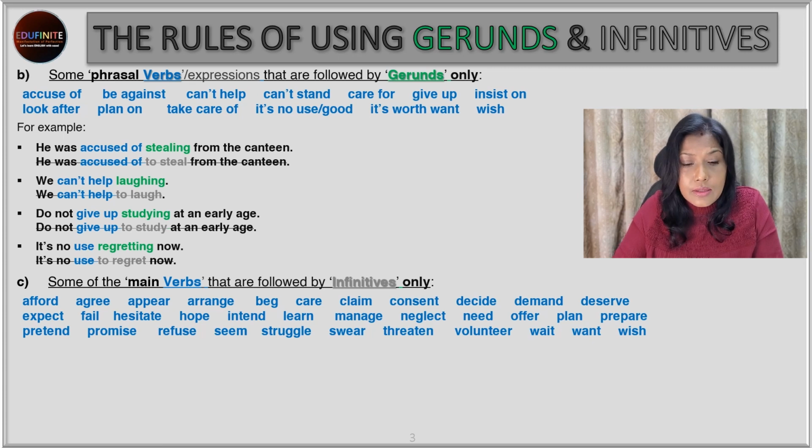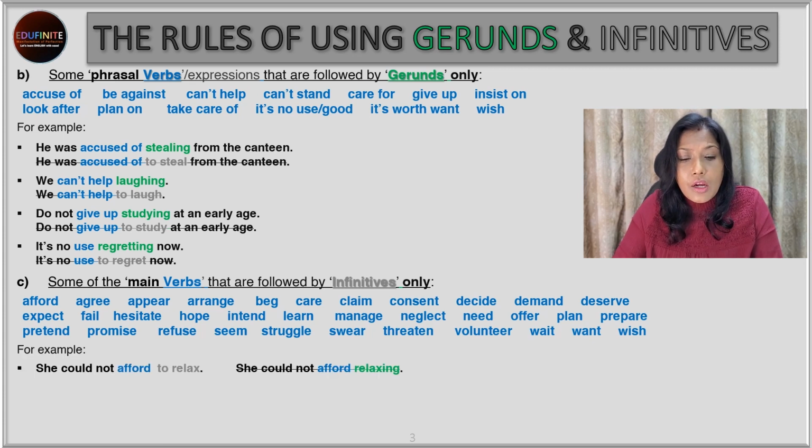Now let's look into some of the examples. She could not afford to relax. So here we have to use the infinitive form, that means to plus the base form of the verb. So the sentence is she could not afford to relax. We cannot say she could not afford relaxing.